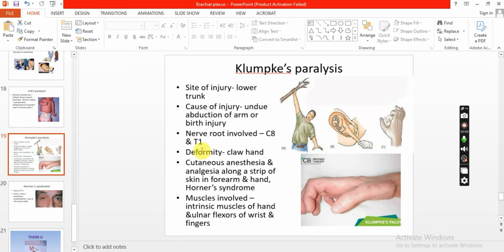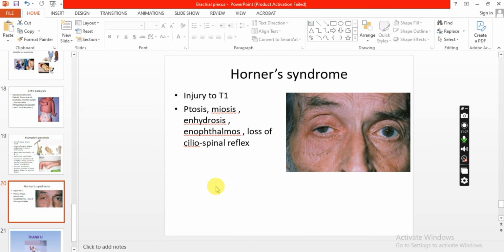And here the T1 is also involved, so there is an involvement of the sympathetic nervous system. If the injury happens before the white ramus communicans leaving the T1, that goes to the sympathetic nervous system, the injury leads to a clinical condition called ptosis. Can you see the difference between the two eyes here? One is partially closed because the upper eyelid is drooping. Ptosis means the drooping of the eyelid.